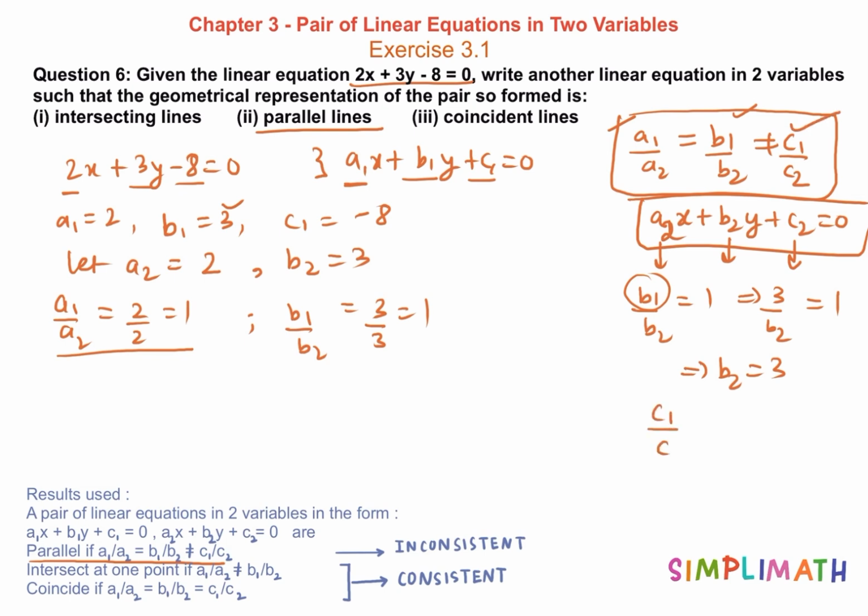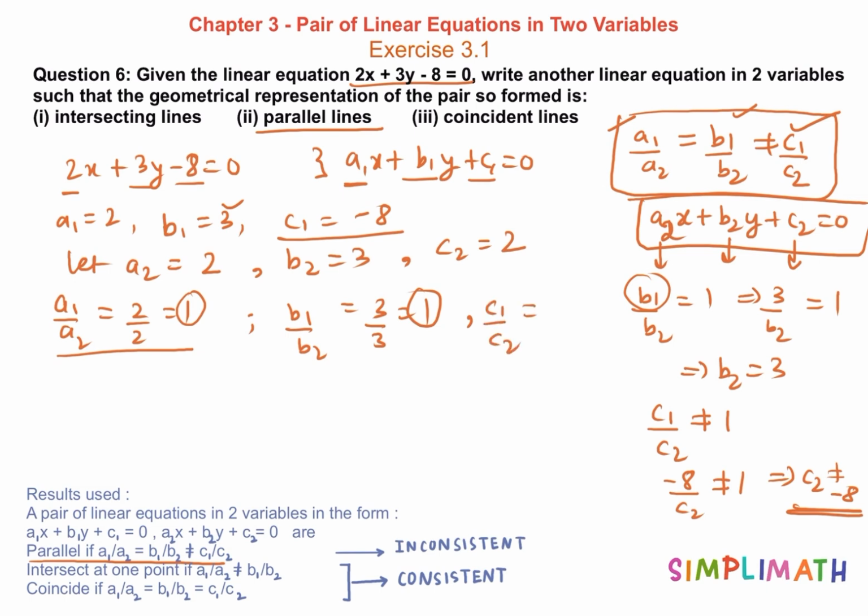That means c1 by c2 should not be equal to 1, because a1 by a2 equals 1 and b1 by b2 equals 1. So c1 by c2 should not be equal to 1. Now c1 is minus 8. So here we have minus 8 by c2 is not equal to 1. So c2 is not equal to minus 8. So we can assume any value of c2 other than minus 8. So let us assume the value of c2 to be, let's say, 2. So c1 by c2 is minus 8 by 2 which is equal to minus 4.